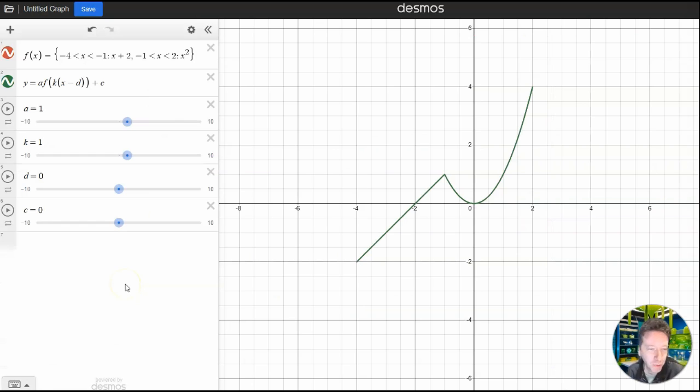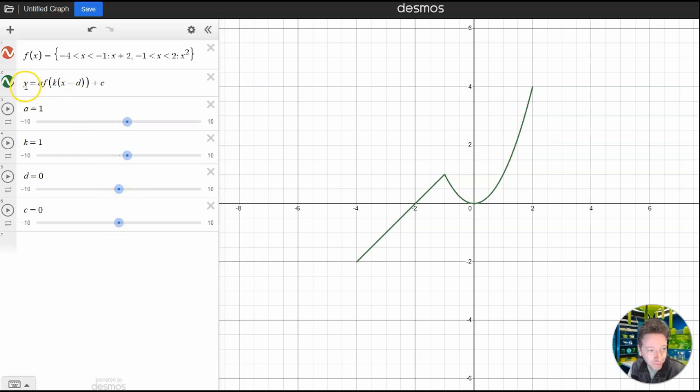Alright, so the first thing we want to do is to understand the different transformations that can occur to a parent function. So we're going to go over each one, and I've created this very weird function right there, but I find that function very visually pleasing to be able to see those transformations.